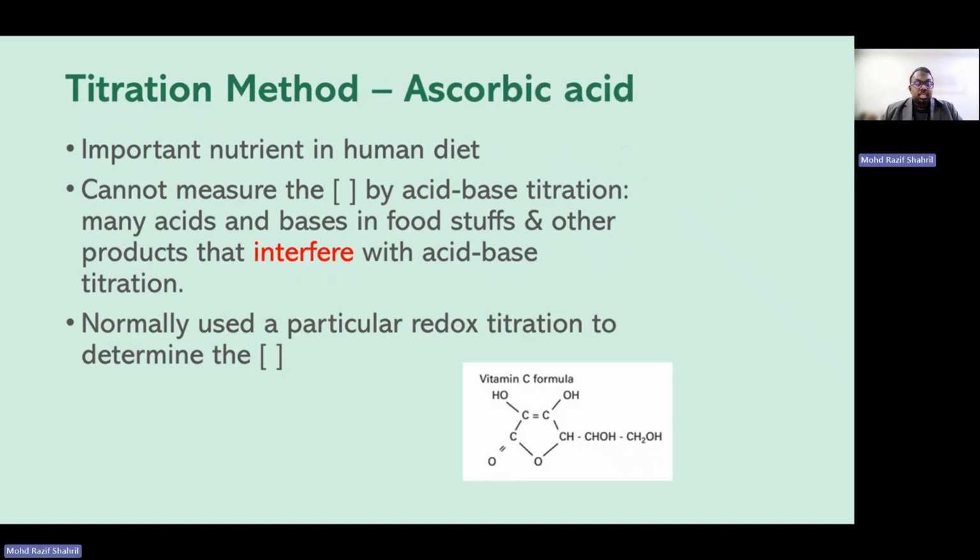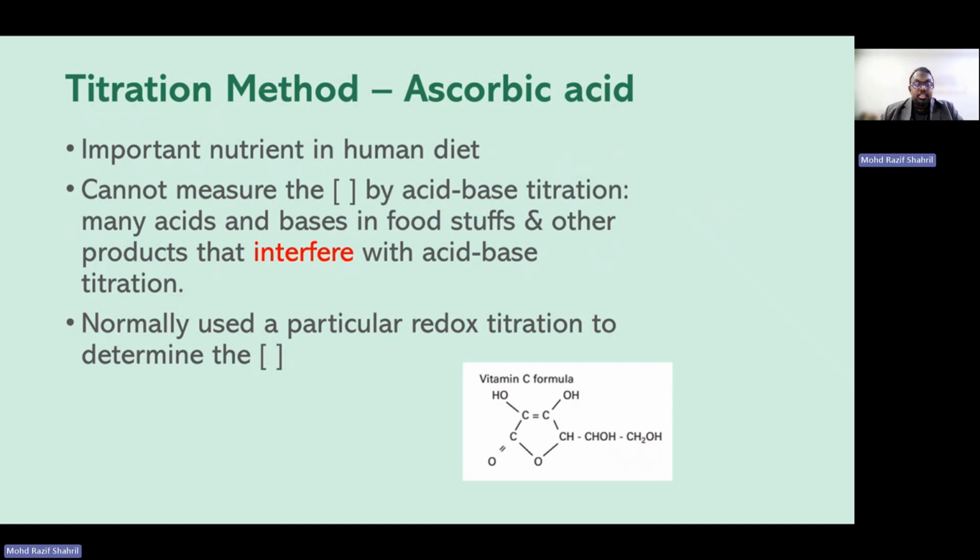So we are going to start with a very familiar yet highly important nutrient in the human diet, ascorbic acid, commonly known as vitamin C. Now you might be thinking, ascorbic acid is an acid, so why can't we just measure its concentration using a standard simple acid-base titration? The answer lies in the complexity of the food matrices.